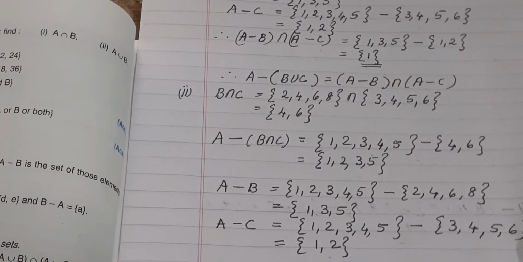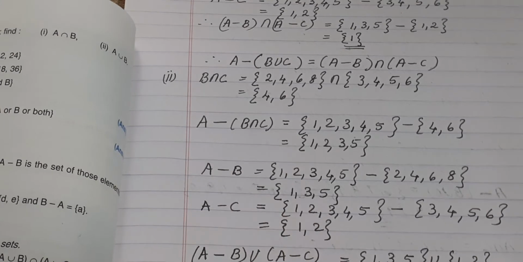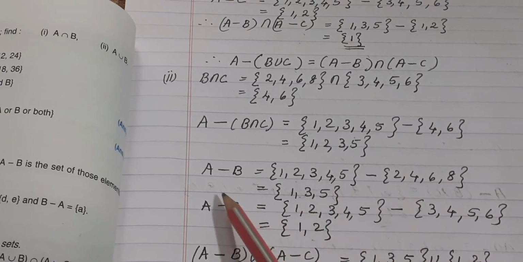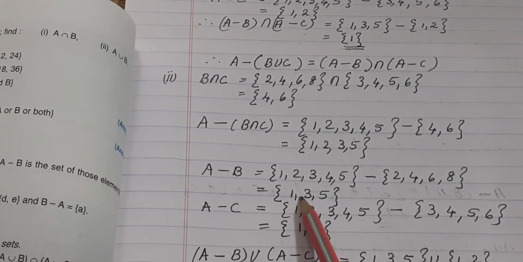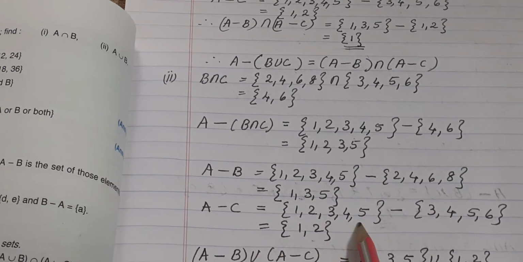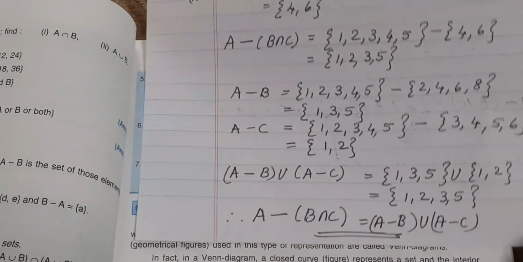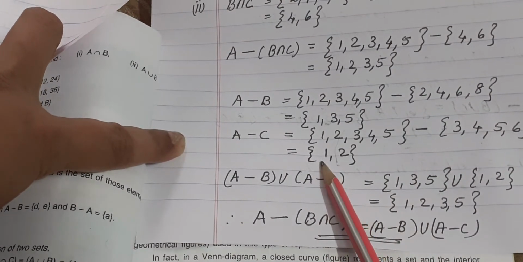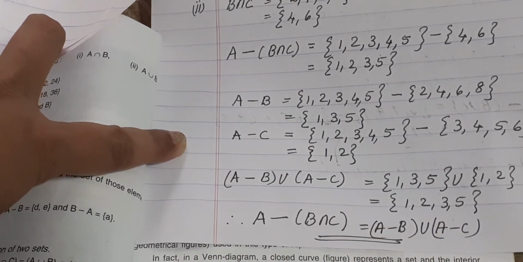Now the second part, B intersection C you have to find out. You will get that as {4, 6}. A minus (B intersection C) is equal to the set of elements of A which are not in B intersection C, which will come as {1, 2, 3, 5}. A minus B, the set of elements of A which is not in B, so {1, 3, 5} you will get. A minus C means the set of elements of A which are not in C, which will come {1, 2}. Then (A minus B) union (A minus C) is the union of those two, and you will get {1, 2, 3, 5}. That means these two are equal.